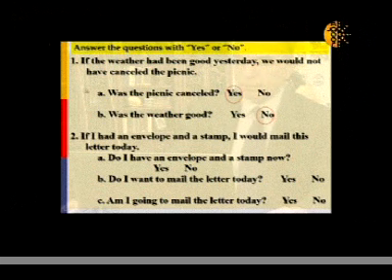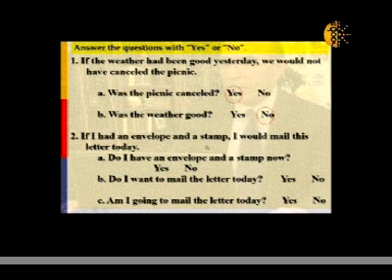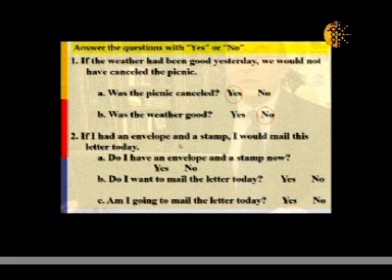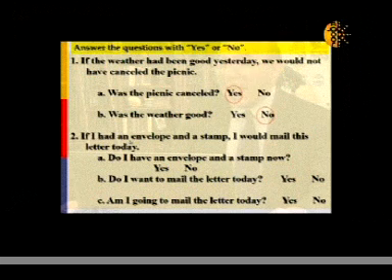Question number two. If I had an envelope and a stamp, I would mail this letter today. I have three questions for this sentence. Now, do I have an envelope and a stamp now? See, if I had an envelope and a stamp, do I have an envelope and a stamp? The answer is what? No.